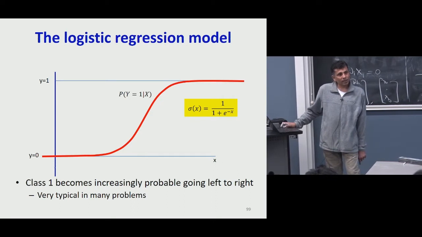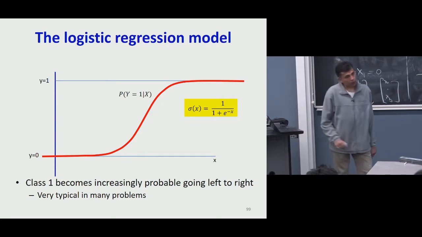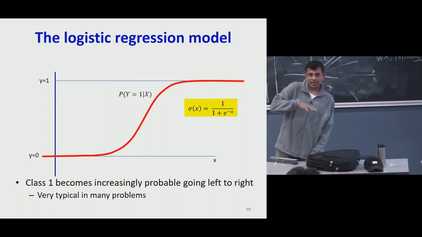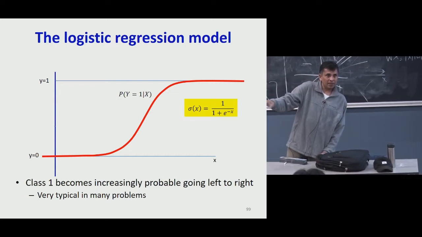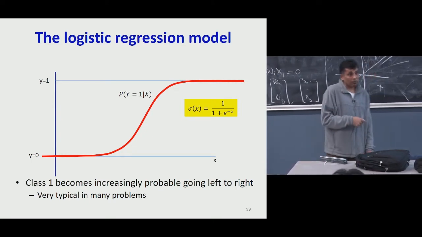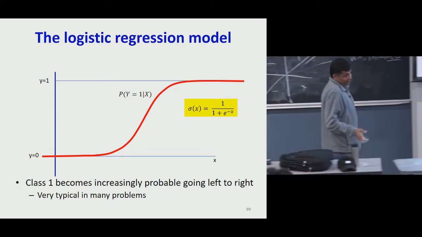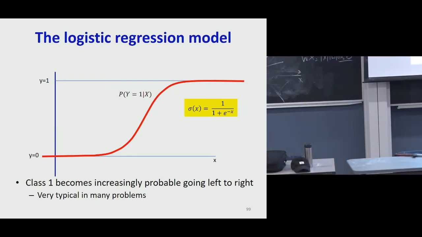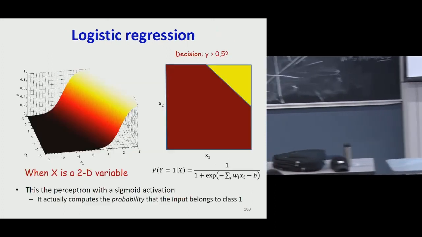And as it turns out, the sigmoid function, which is 1 over 1 plus e raised to minus x, models this shape very nicely. You'll observe that when x is plus infinity, e raised to minus x is 0, so the value is 1 over 1. When x is minus infinity, e raised to minus x is infinity, so 1 over infinity is 0, right? So it actually smoothly slides between the two.